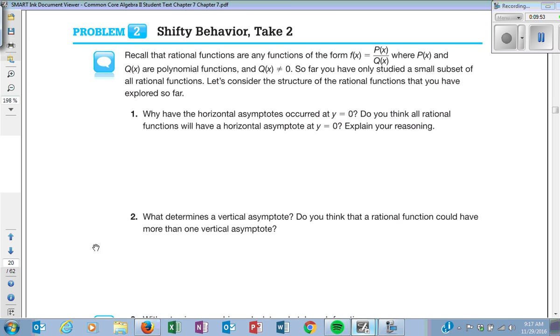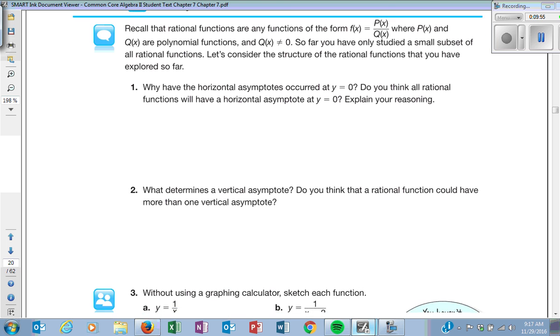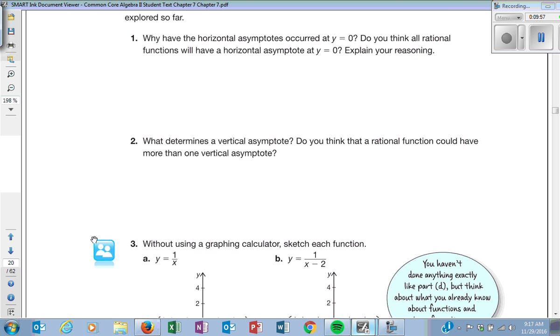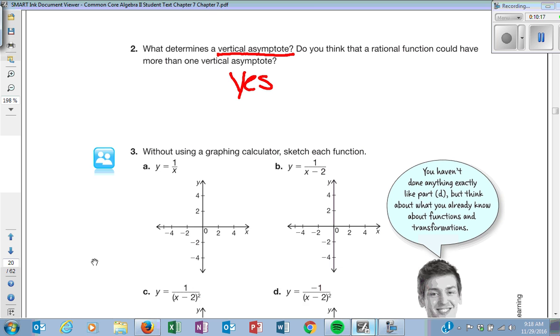Alright, so what determines the vertical asymptote? What determines the vertical asymptote is the denominator. Do you think that a rational function could have more than one vertical asymptote? Yes, it can, as long as the denominator becomes 0. We're going to get to why, and what that would look like where it has more than one.